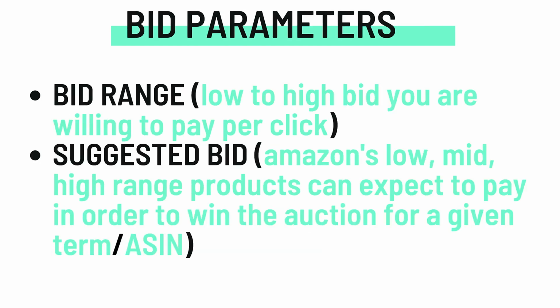The bidding strategy that we can prescribe to Amazon can take place in a couple of different ways. First of all, there's the bid range, which is basically a low to high bid we are willing to pay per click. And we see that a lot in the ad reporting. We can also do suggested bid, which will take Amazon's low, medium, or high range for products that you can expect to pay in order to win the auction for a given term or ASIN.